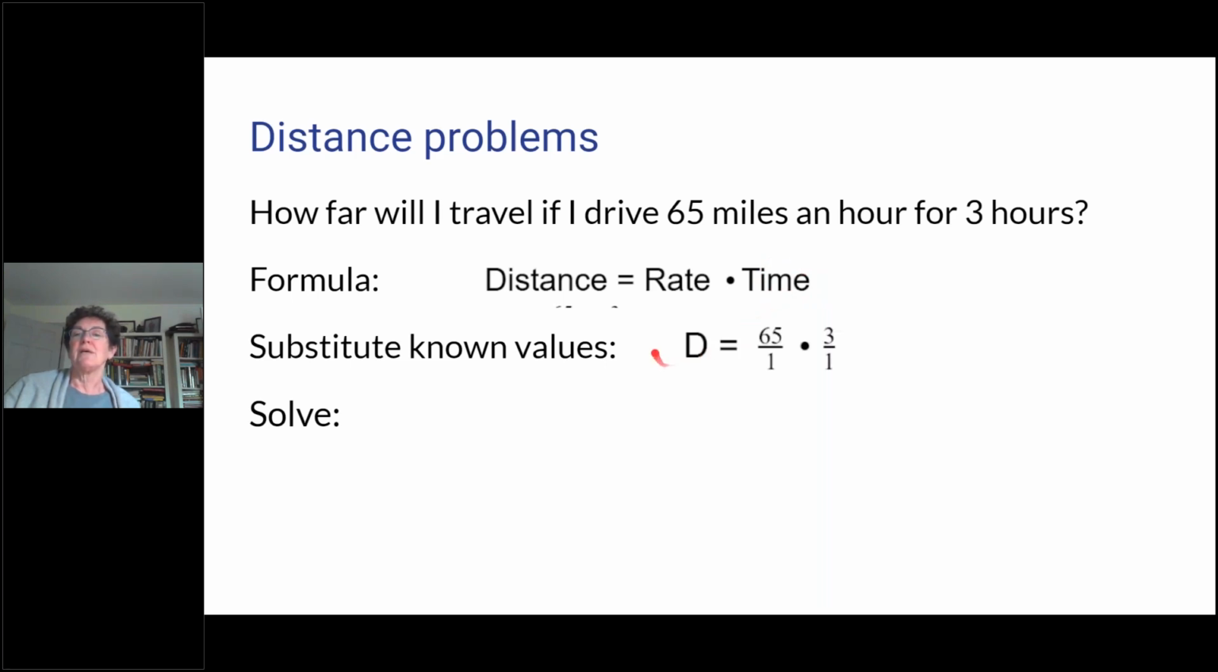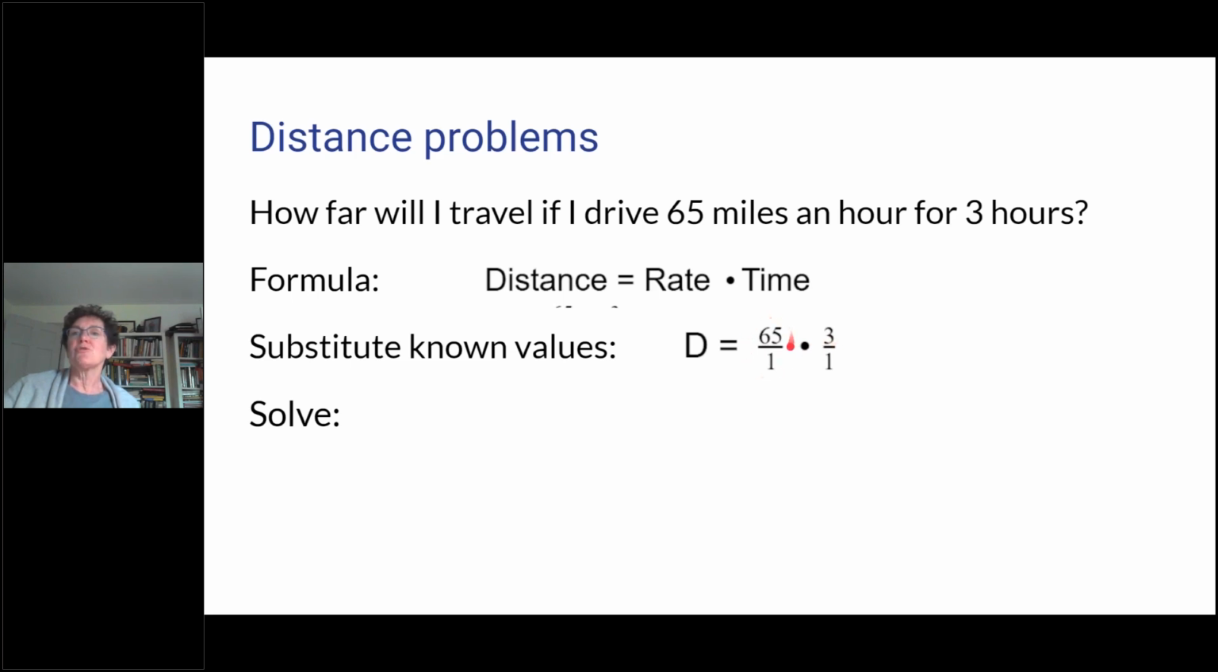This is what it looks like. Distance, my unknown, is equal to my rate of 65 miles for 1 hour. 65 miles per hour. You can see that that is a fraction. It is also called a ratio because it is 65 to 1. Now, I have also written this 3 hours as a ratio, 3 to 1. So to make it easy to multiply these 2 fractions.